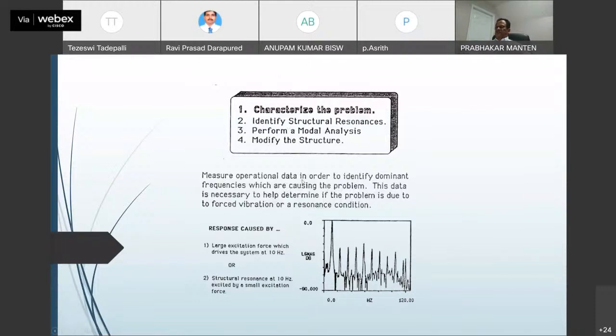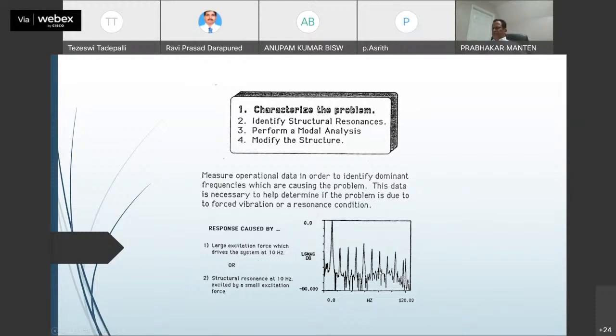Measure the operational data. This is where the operational data comes into play. Once you put the two accelerometers on a system and just let it run with whatever forcing condition is taking place, you start seeing the output ratio of those, something like this. So measure the operational data in order to identify the dominant frequencies. Look at this from the operation as it is under extraneous condition. There's no force transducer here. You're just using the two accelerometers to get relative quantities at various frequencies, and that will pick up all the data. This data is necessary to help determine if the problem is due to a forced vibration or a resonance condition.